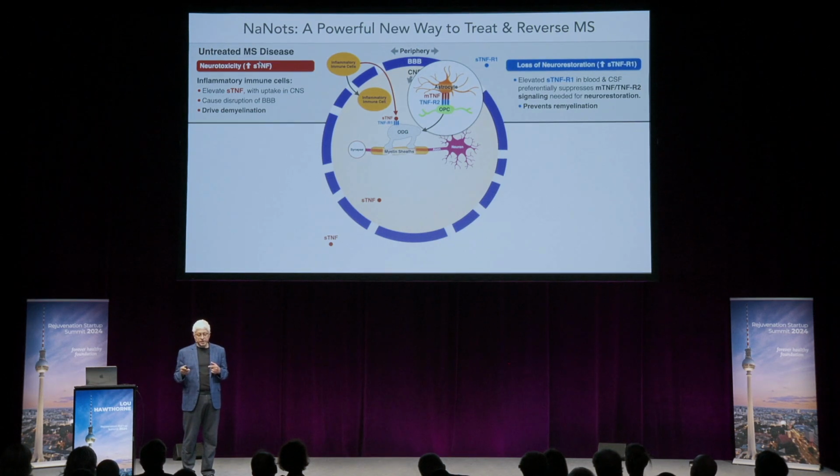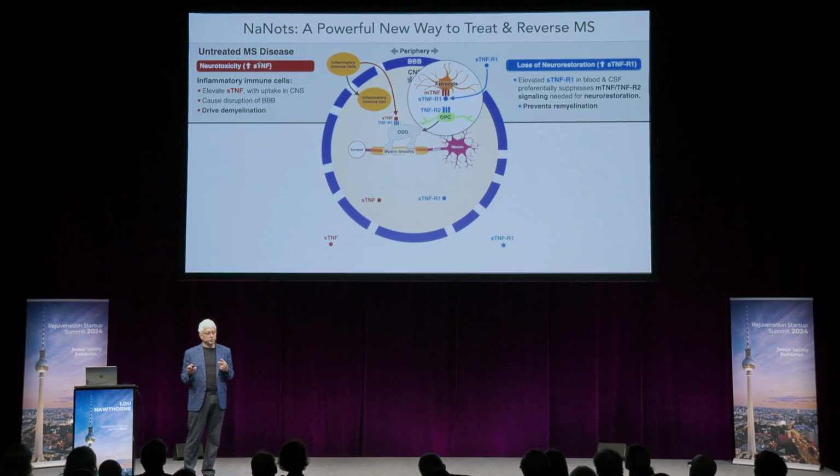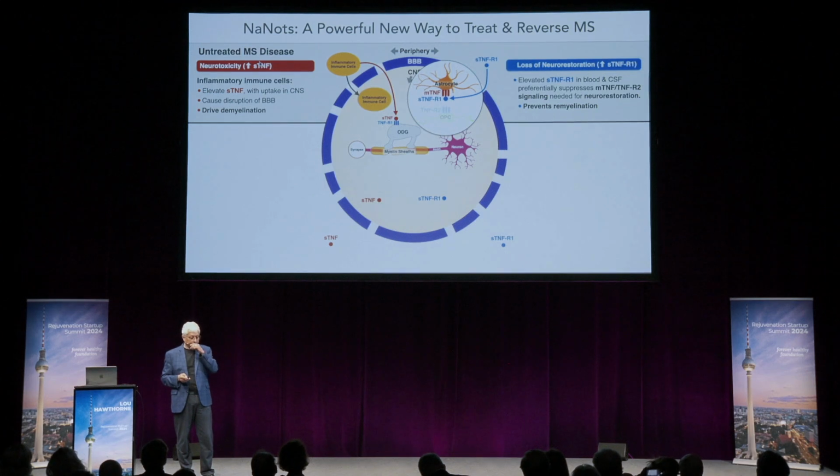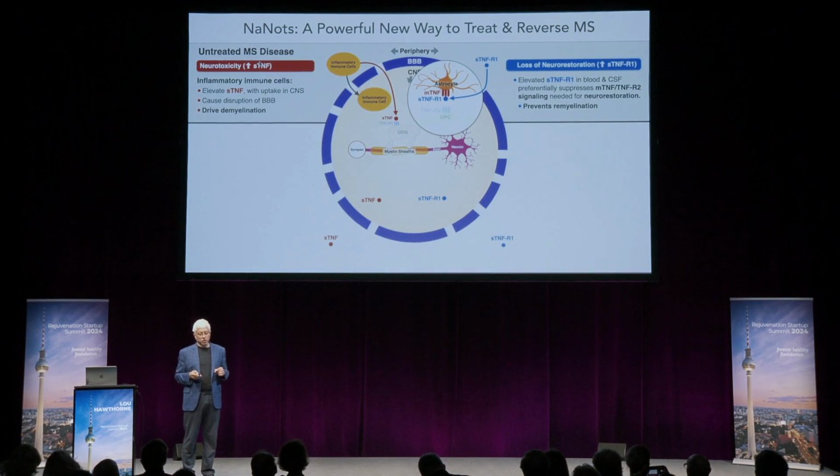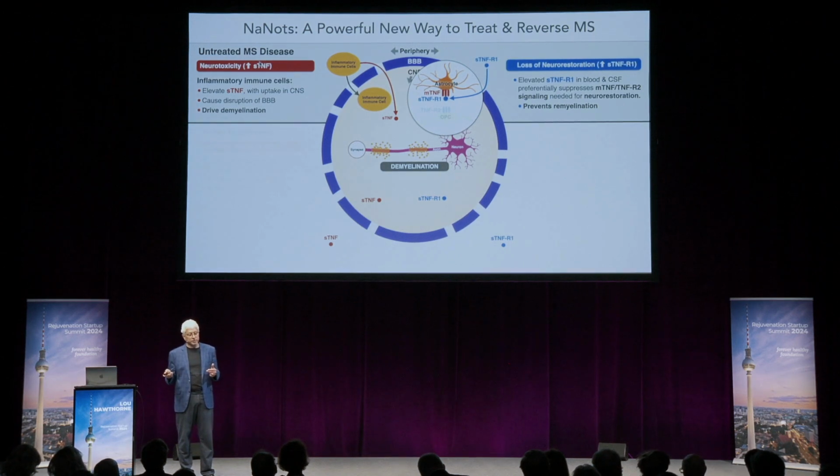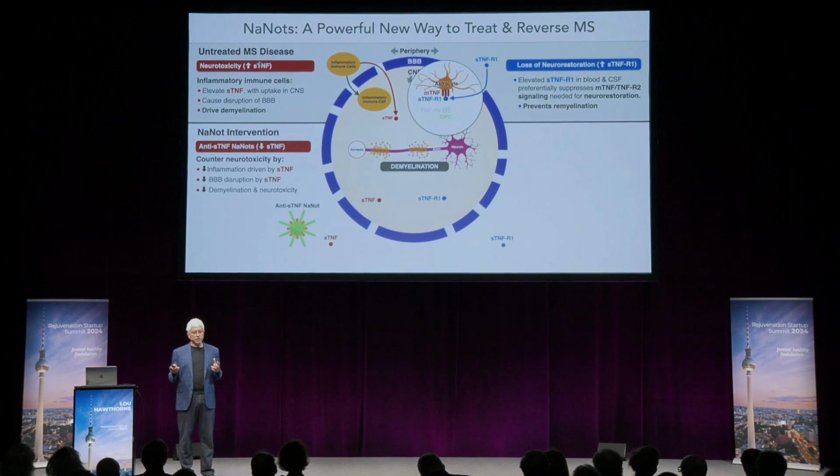So what happens is it literally inserts itself between the membrane TNF and the TNF receptor 2 on the OPC cell and interrupts that neurorestorative signaling. Then the ODG cell is lost and the myelin demyelinates, which is the classic pathology associated with MS. So our intervention is pretty straightforward.